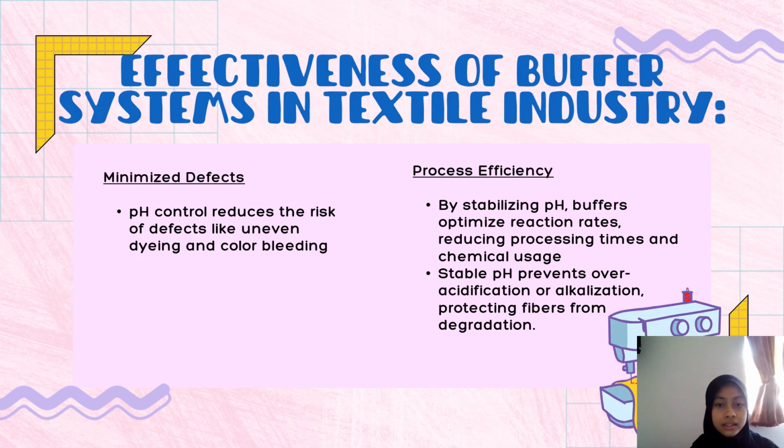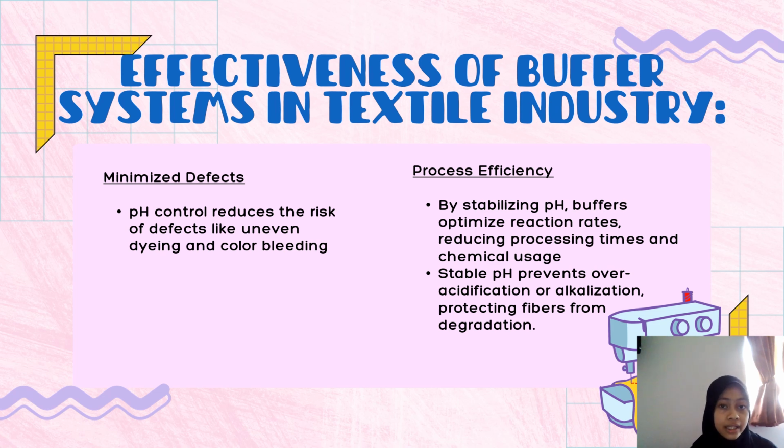So this is the effectiveness of buffer systems in textile industry. Our group just chose 2 effectiveness, which is minimize defects and process efficiency. For minimize defects, pH control reduces the risk of defects like uneven dyeing and color bleeding.